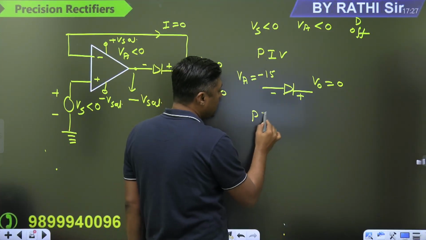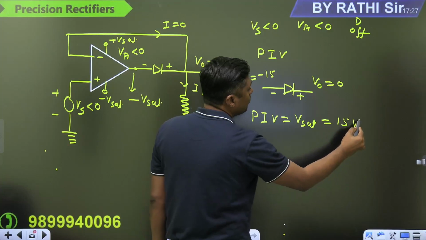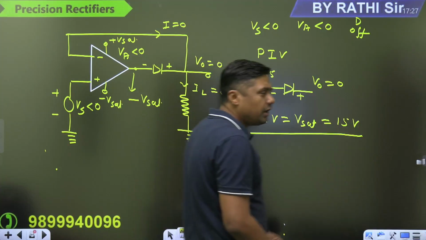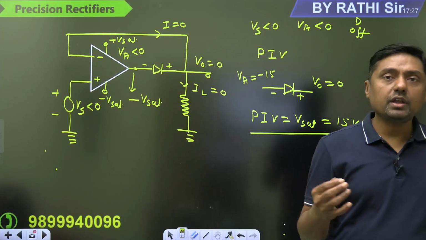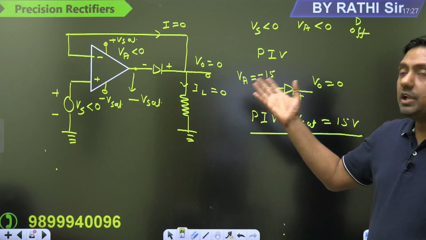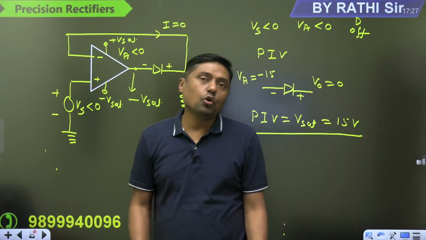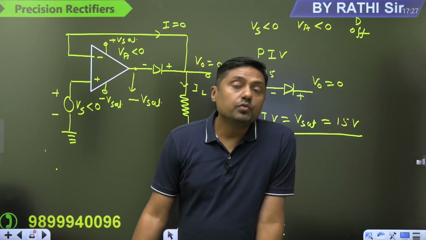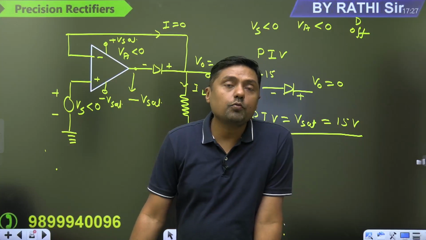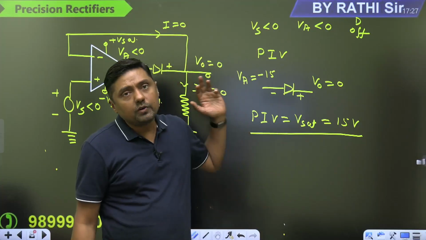So therefore the PIV is nothing but Vsat, 15 volt. This is a very, very high PIV. We are rectifying the signal in the range of millivolt and we are getting the PIV in the range of what? Volt. And as you know, we are selecting the diode on the basis of PIV rating. Is it clear? So what is the problem with this circuit?